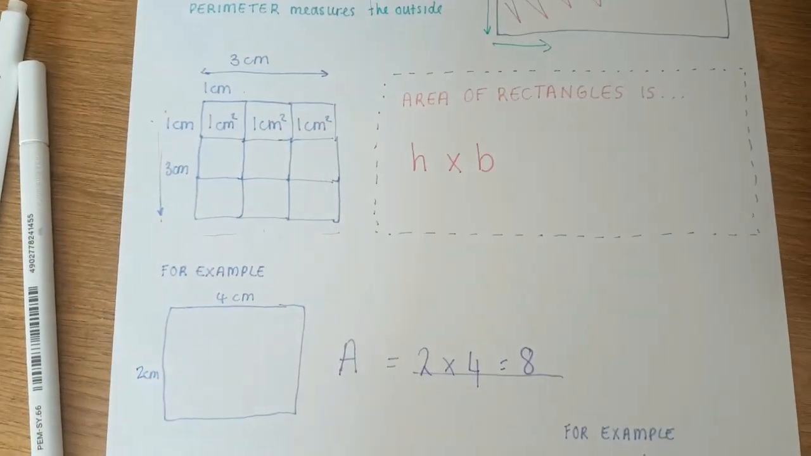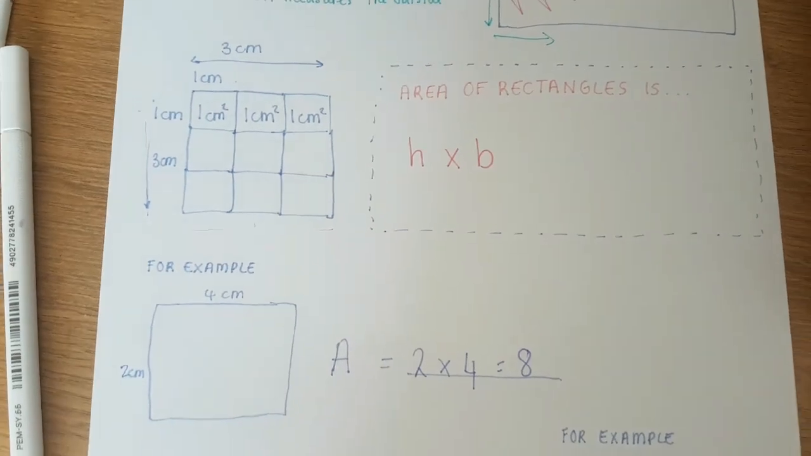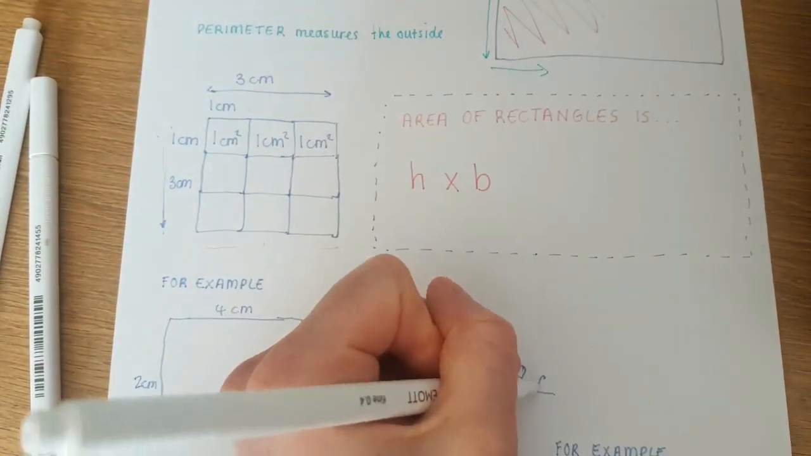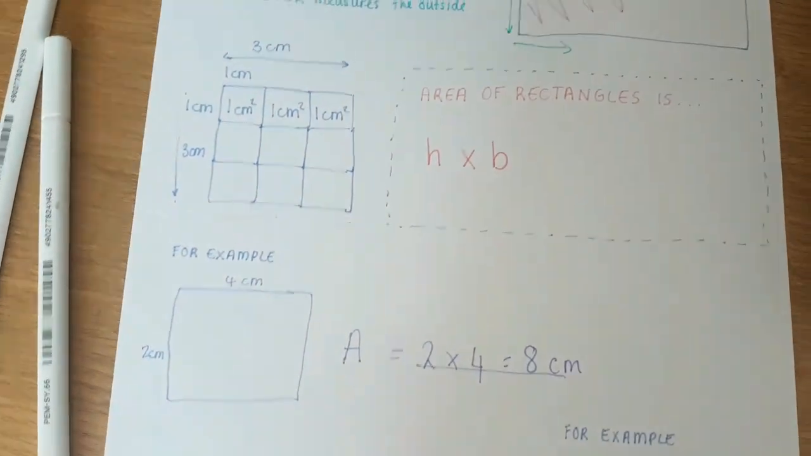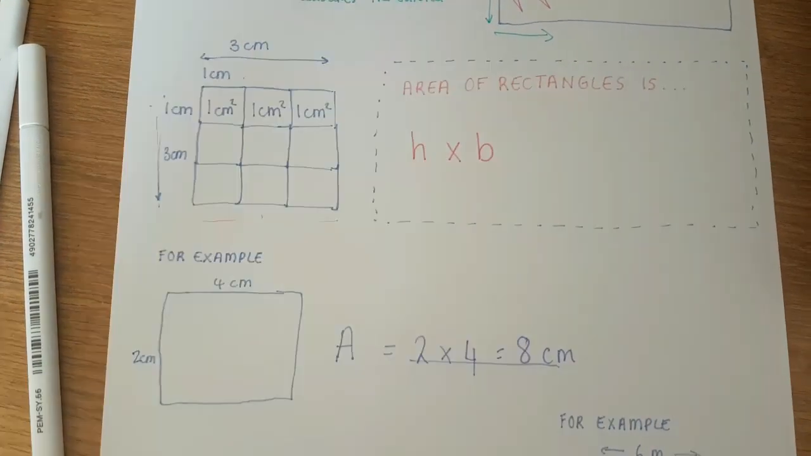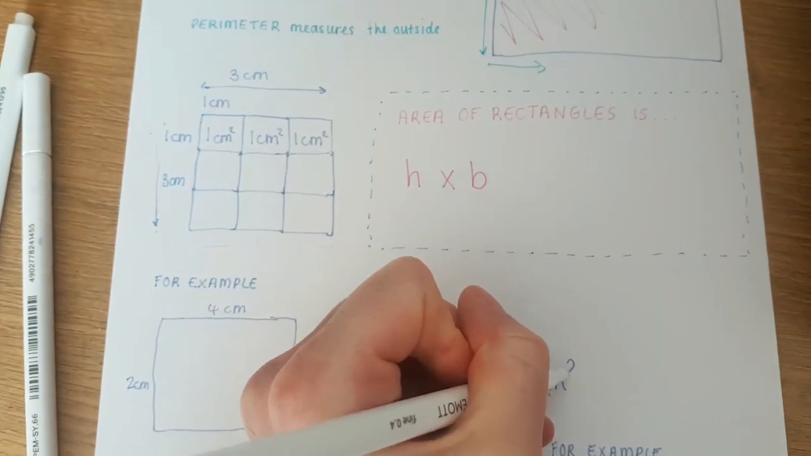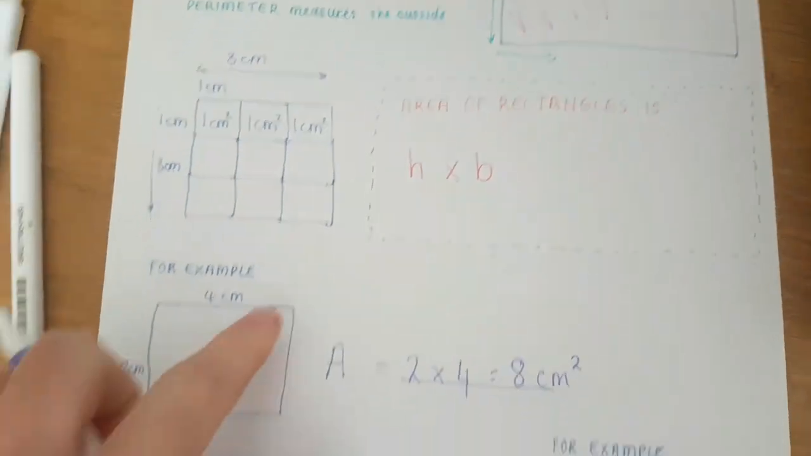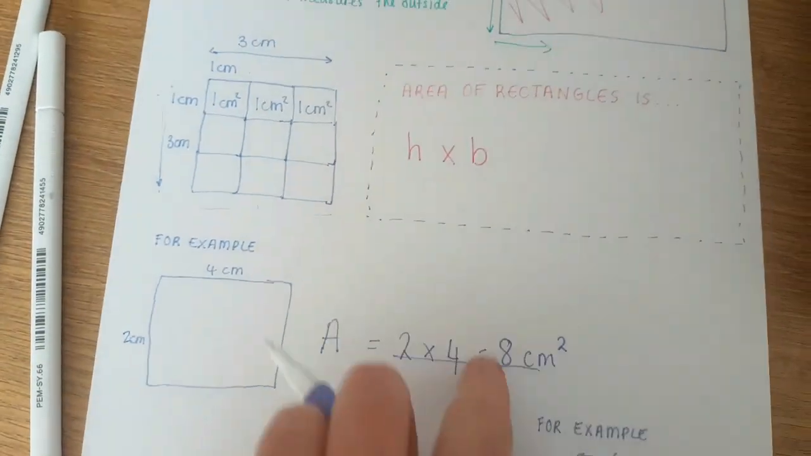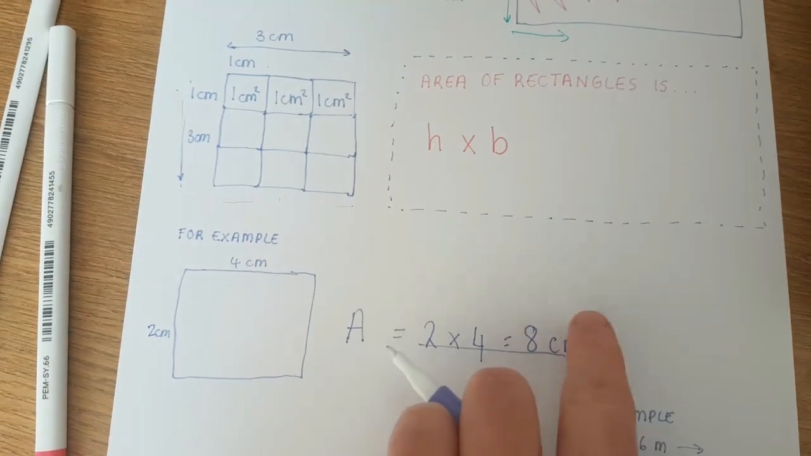And the most important part that we shouldn't forget is the units. Because this is in centimeters, I'm still going to have my answer in centimeters. But because it's an area, I've multiplied 2 centimeters together. So it's going to be centimeters squared because I've got centimeters times by centimeters. So whenever I have an area, it's always going to be something squared.